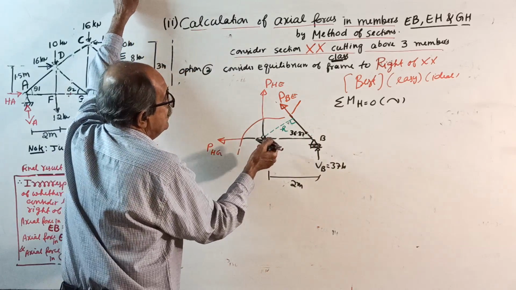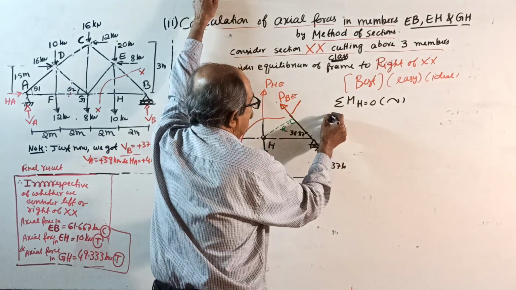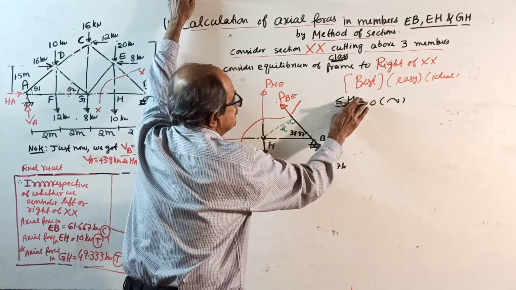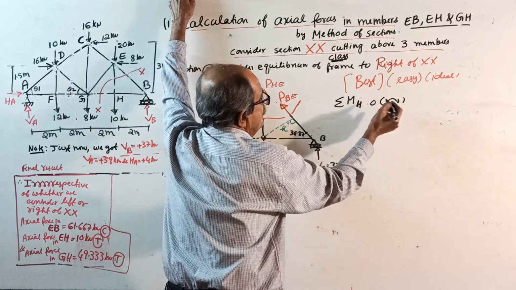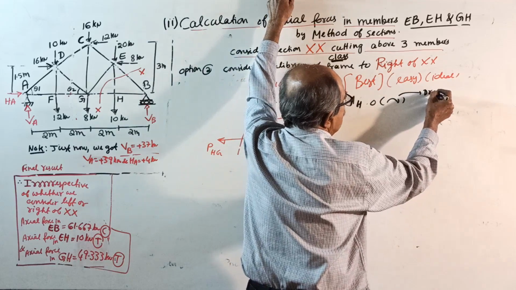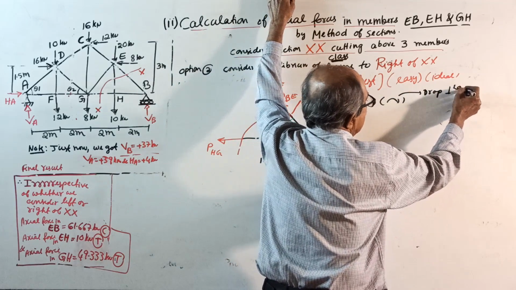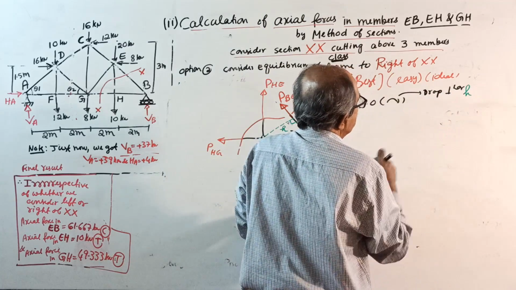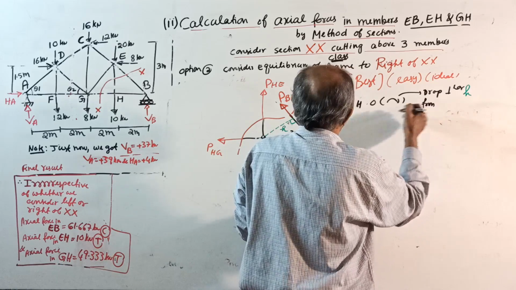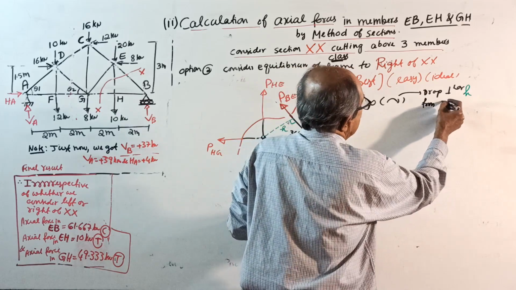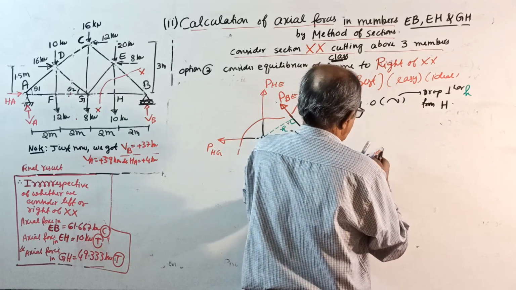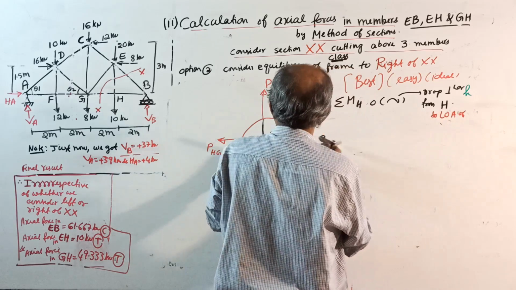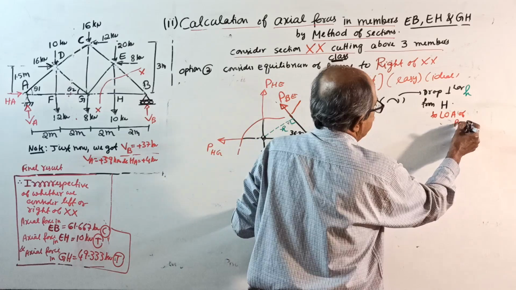Okay, now you write here. Before you take moment, once you decide moment about H, sigma M_H equal to 0, somewhere write: drop perpendicular from which one? From the point H, this is capital H, to the line of action of which one? PBE, line of action of PBE.